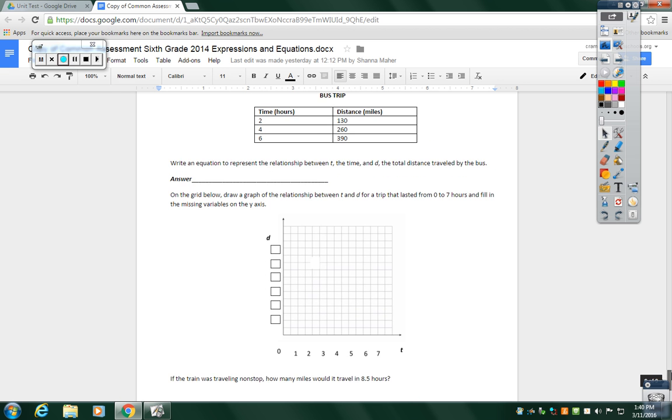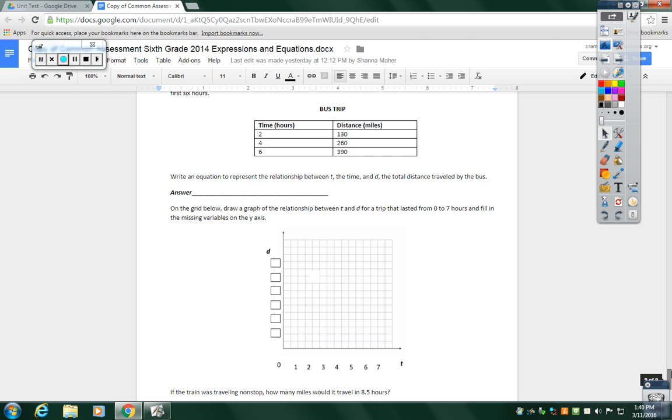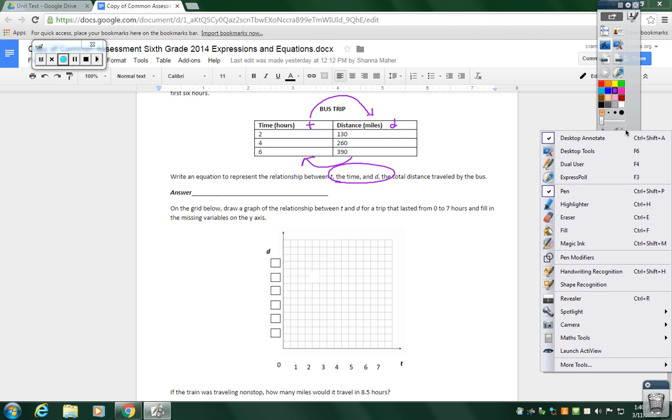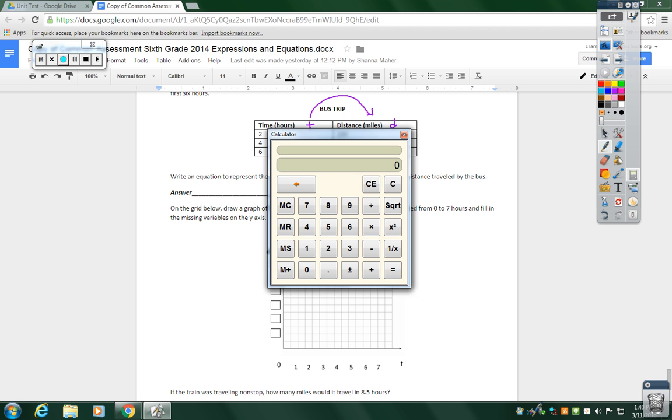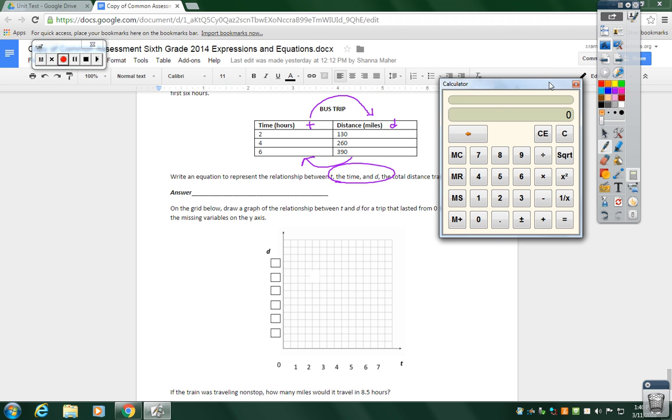Okay, this one really should be a piece of cake. Okay, they give you the variables. T is for time, D is for distance. Draw your arrows. For here, I'm actually going to take my calculator out if I can find my calculator. I'm working on a different computer today. So here it is, okay. So I'm going to do 130 divided by 2. That's 65. That means for 1 hour, I'm going 65 miles.